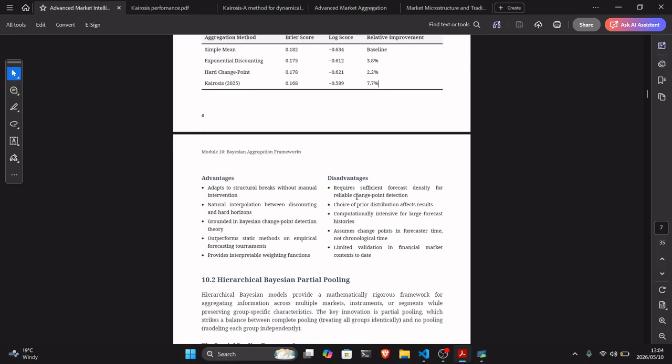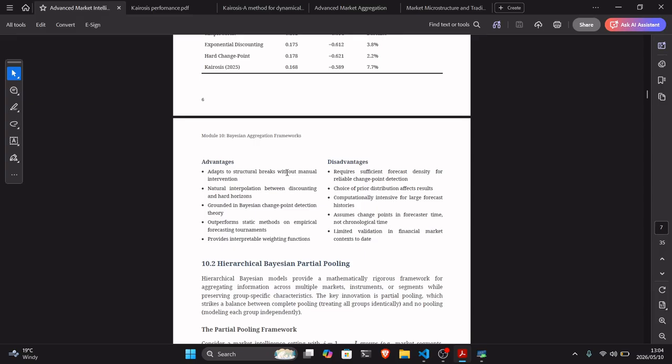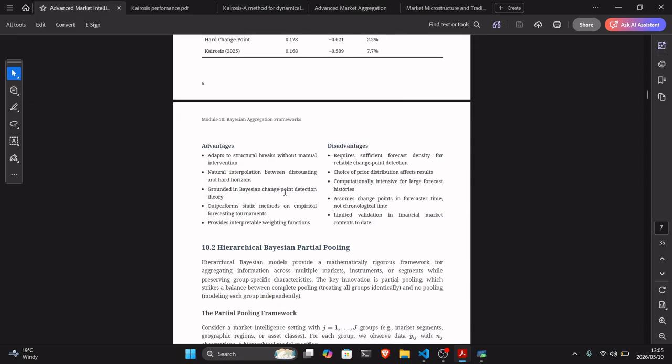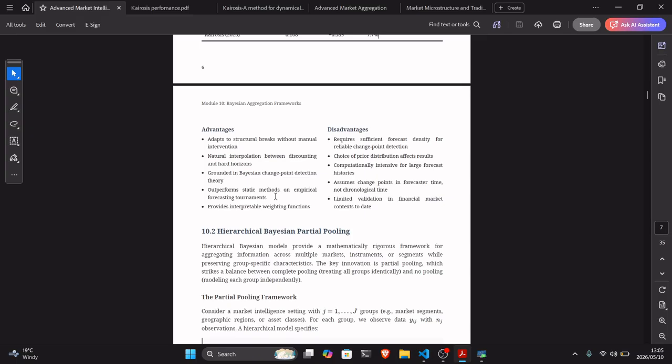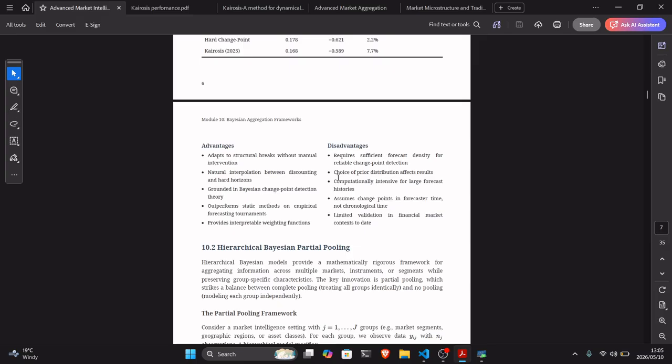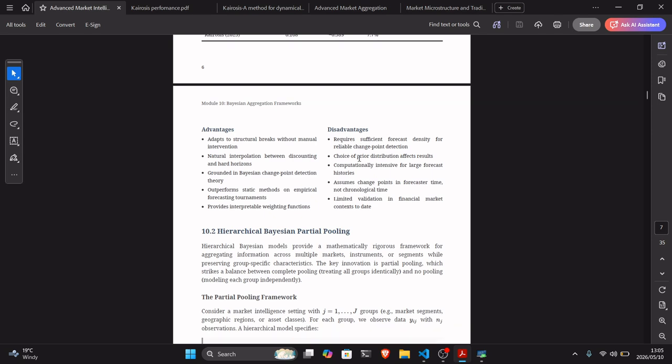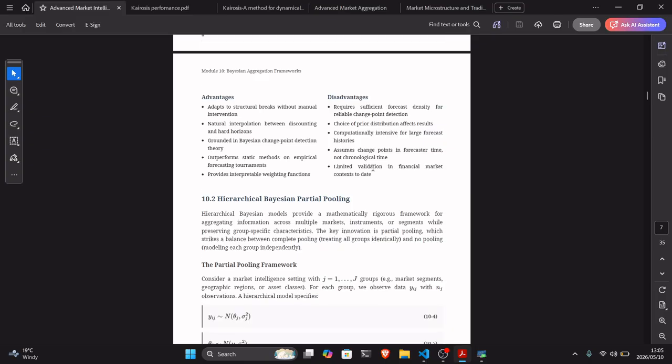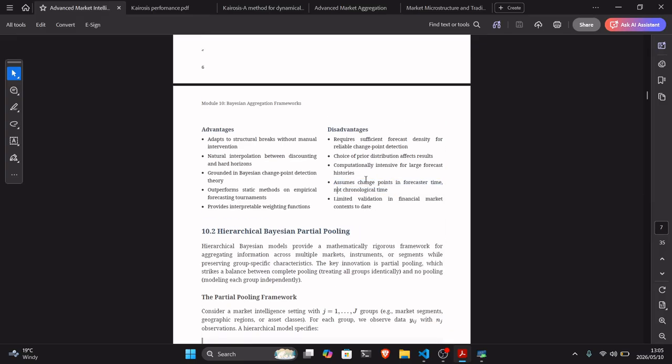Now, what are the advantages of this type of aggregation? Adapts to structural breaks without manual intervention, natural interpolation between discounting and hard horizons, grounded in Bayesian change point detection theory, outperforms static methods on empirical forecasting tournaments, provides interpretable weighting functions. Disadvantages: requires sufficient forecast density for reliable change point detection. Choice of prior distribution affects results. Computationally intensive for large forecast histories. Assumes change point in forecaster time, not chronological time. Limited validation in financial market contexts to date.